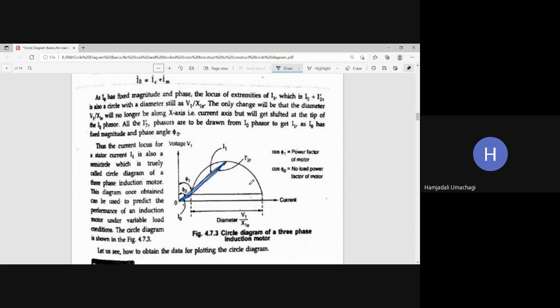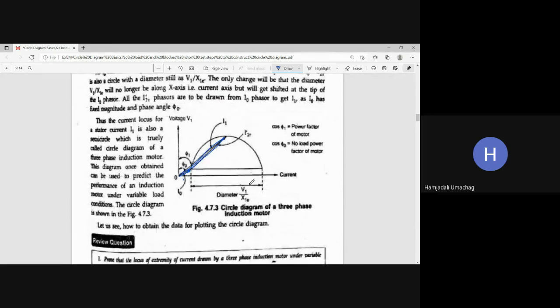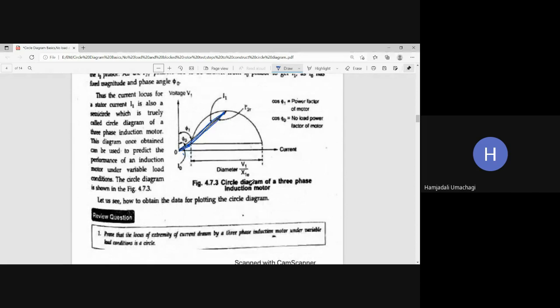So this is the basics related to the circle diagram of the three-phase induction motor. Sometimes, how to draw the circle diagram, that kind of question might be asked in the VTU exam. The question will be like, prove that the locus of the extremity of the current drawn by a three-phase induction motor under variable conditions is a circle. The question will be of this kind.